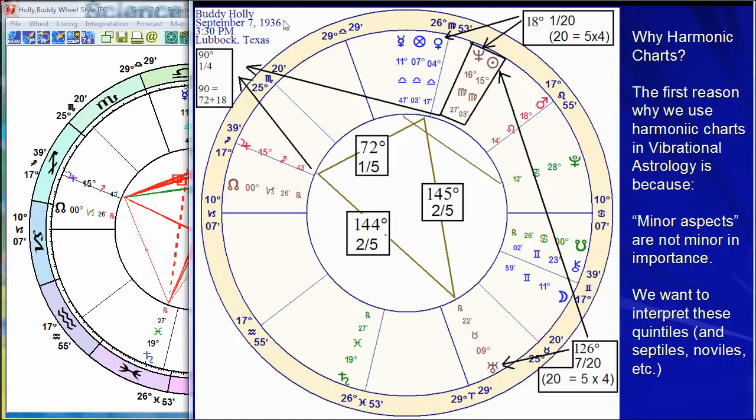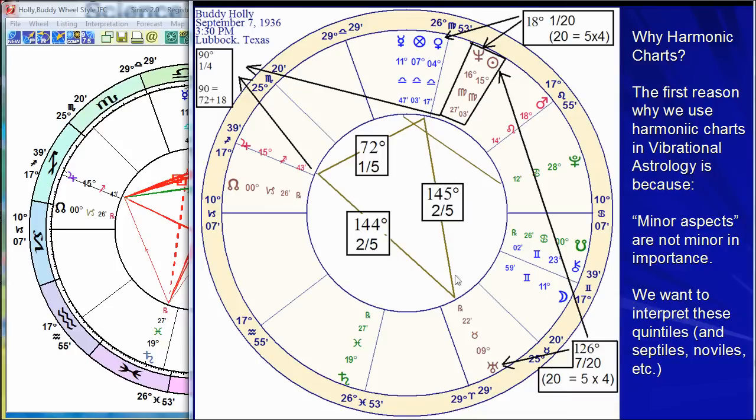Here we have the birth chart of Buddy Holly. And in Buddy Holly's chart, I want to focus on just the Venus, Jupiter, and Uranus. They are fifths of a circle from each other. Venus and Jupiter are about 72 degrees, which is 1/5. Jupiter and Uranus are about 144 degrees, which is 2/5.